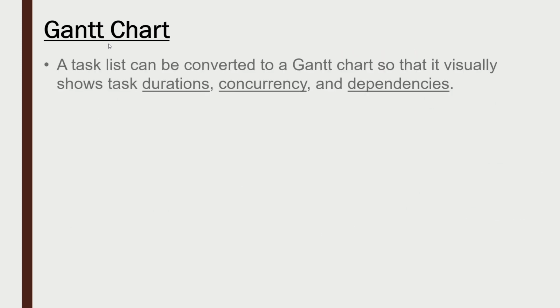So a Gantt chart, make sure you check the spelling of Gantt. This is it for someone's name, Henry Gantt. So we can, like I say, convert a task list to a Gantt chart. And a Gantt chart is better because it's visual, so we can see things like the duration of tasks, how long a task will be. We can see concurrency if tasks are in parallel, and dependencies to see the order of our tasks.